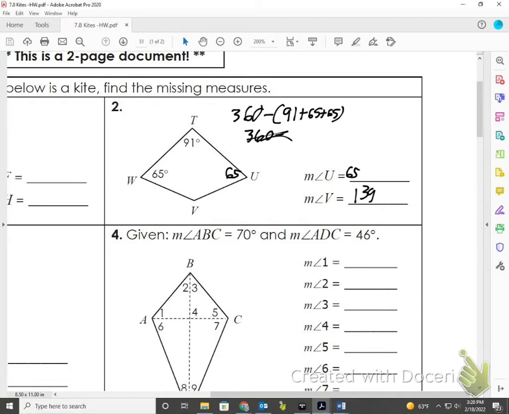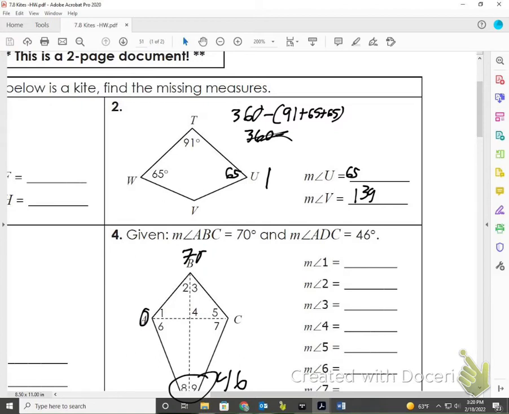Let's look really quickly at number 4. So number 4, zoom in down here. So I'm just going to draw it on the actual diagram. So we know that A to B to C is 70 degrees. So we know this is 70 degrees right here. And we know that A to D to C, this is down at the bottom here, is 46 degrees.